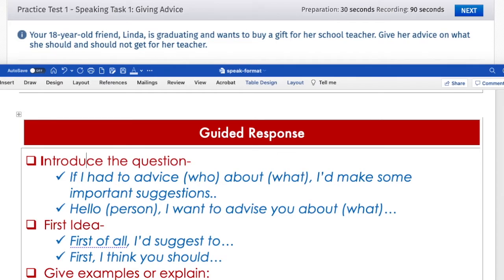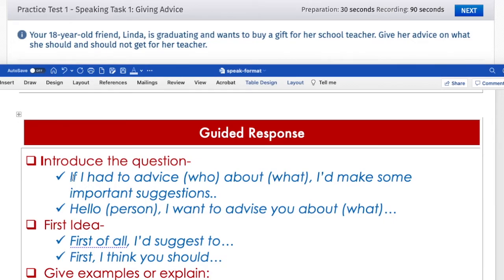So, I just want to look here at answering this question according to our guide. It's very important to have a guided response or to organize your answer. It'll help you with making ideas and also speak more. So according to our guide, we should introduce the question, and you can do it in several ways.